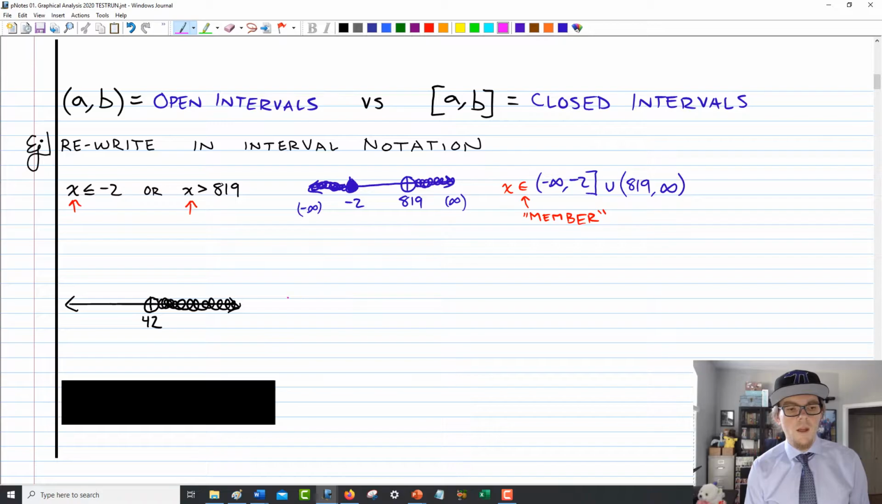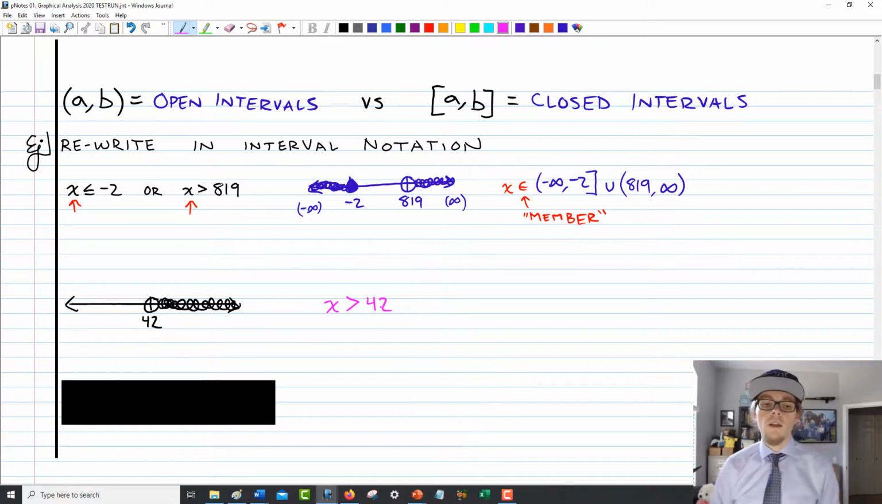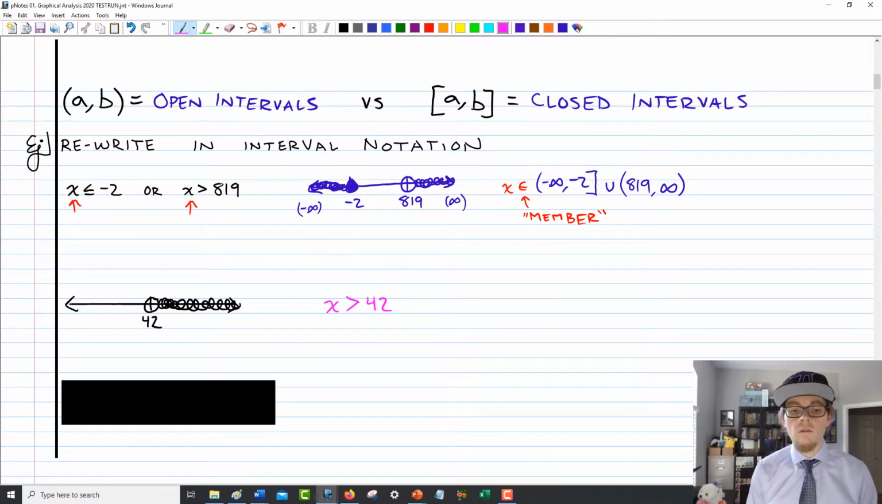I can do both. I can do inequality. So we're looking for values that are larger than 42. So you obviously might say that x is compared to 42. If this is open, that means it's not going to be "or equal to." It's going to be just strictly greater than 42. So we'll say x is greater than 42.